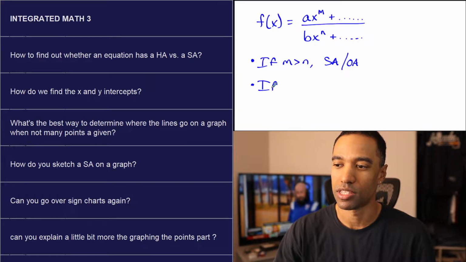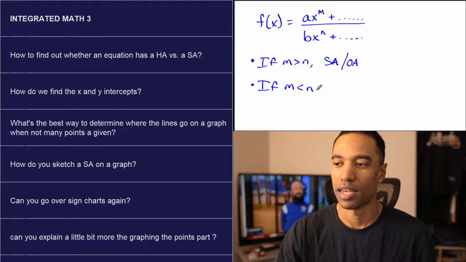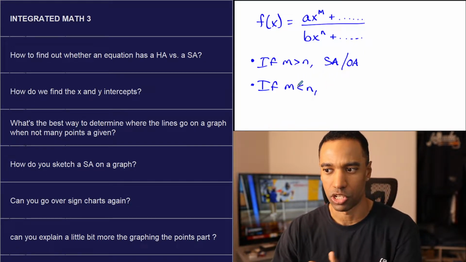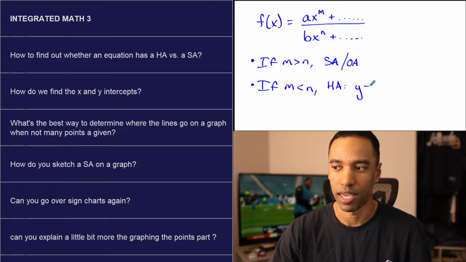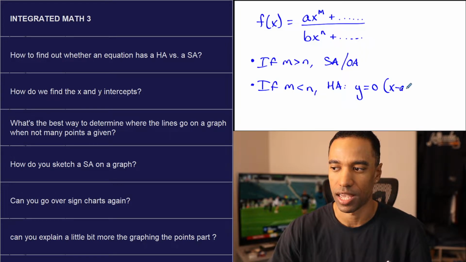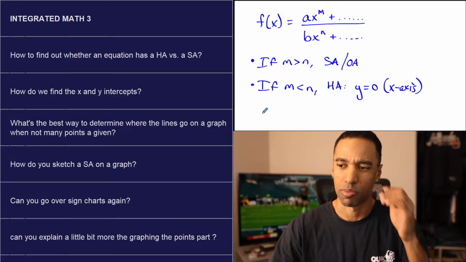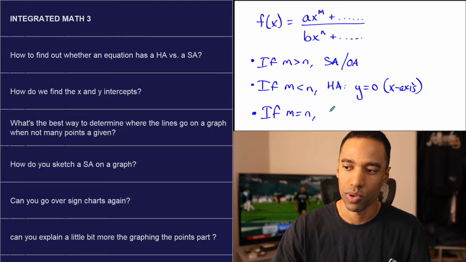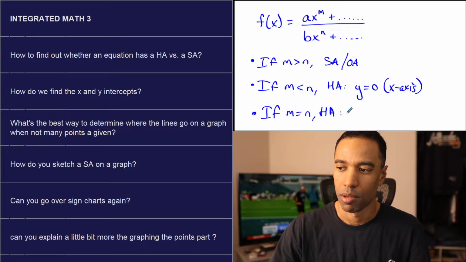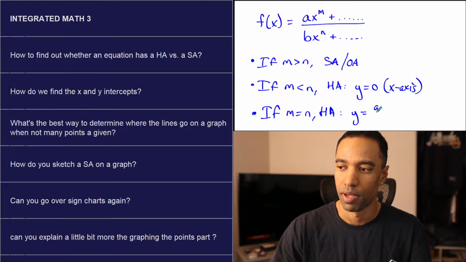If m is less than n, and I'll get into the why in just a moment, you'll have a horizontal asymptote, but not only that, it will be at y equals 0, which is on the x-axis. I'll get into that in just a moment. And then if m is equal to n, you also have a horizontal asymptote here, but it's going to be at y equals a over b.